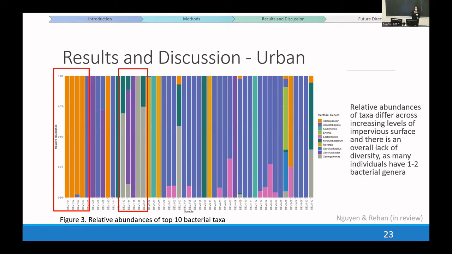And in this study, we found that the relative abundances of taxa differ across different levels of impervious surface. So for example, in orange and in gray, we have Acinetobacter and Sphingomonas, which are much more relatively abundant in areas with lower land use development and much less abundant with increased amounts of impervious surface. Again, you can see that there is an overall lack of diversity, as many individual columns show only 1 to 2 different colors, which indicate only 1 to 2 different bacterial genera present.